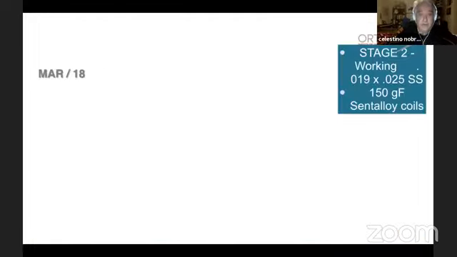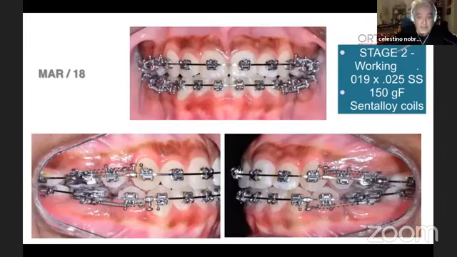Okay, let me go back. So that's the situation. Can you see here that I stretched this coil from the first molars to this crimpable hook here? The same here. The coil was stretched from this molar to the crimpable hook. So there's a huge difference here.